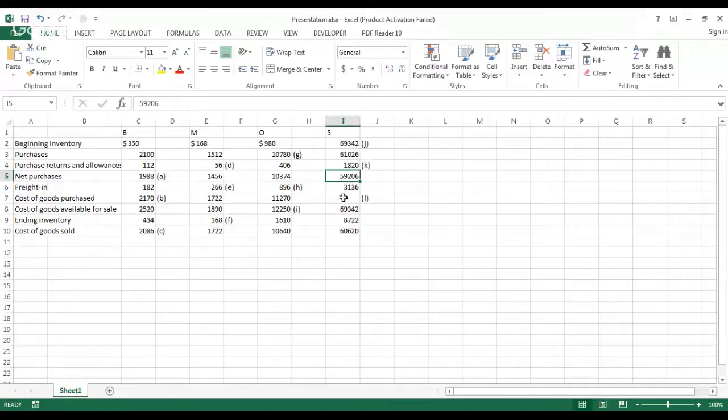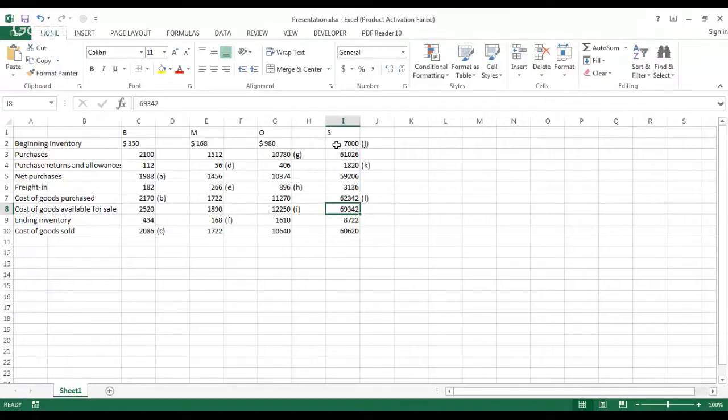And then, so I is your cost of goods purchased, which again is net purchases plus your freight in. And so net purchases plus freight in comes out to be 62,342. And then that'll make your beginning inventory 7,000.